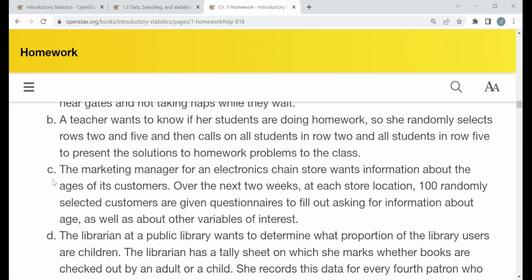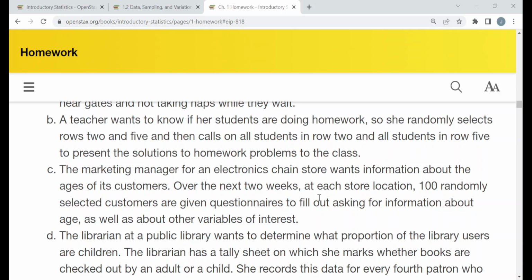Part C. The marketing manager for an electronics chain store wants information about the ages of its customers. So over the next 2 weeks, at each store location, 100 randomly selected customers are given questionnaires to fill out, asking for information about age, as well as about other variables of interest. This is an example of stratified sampling.